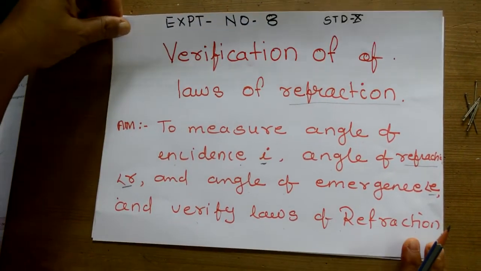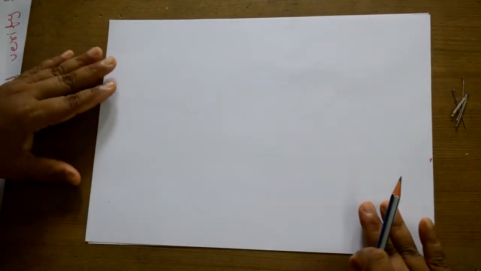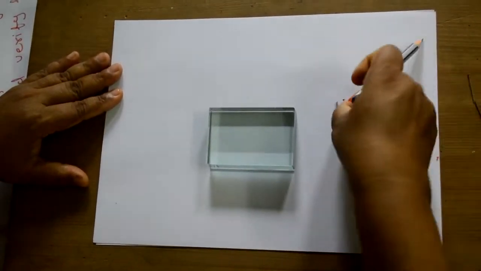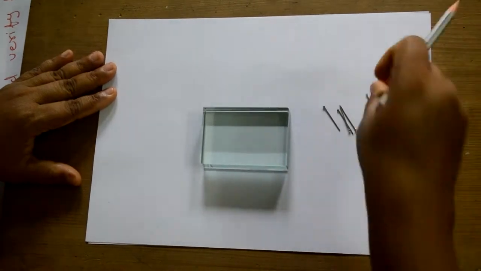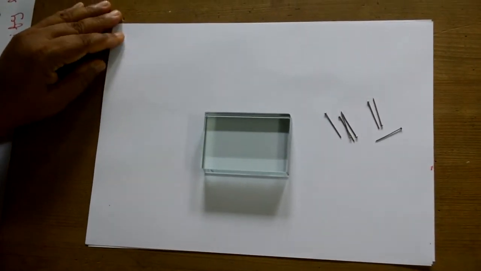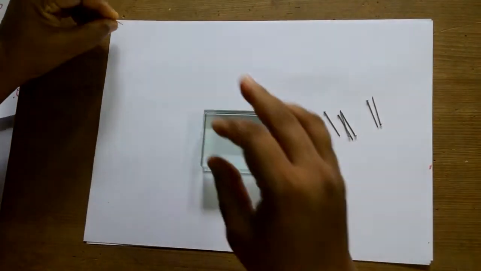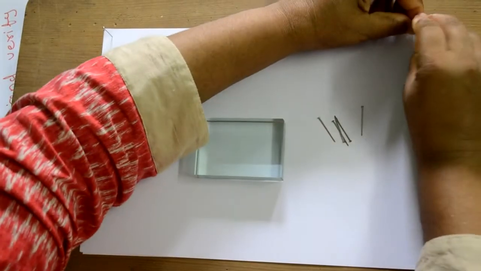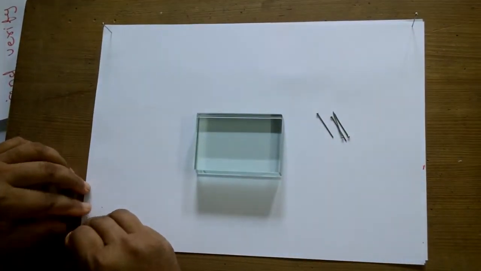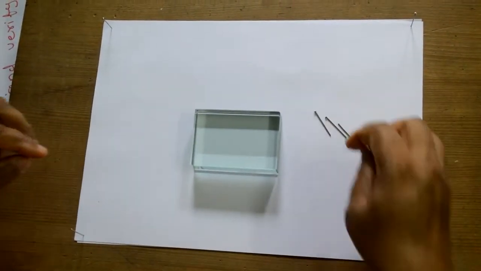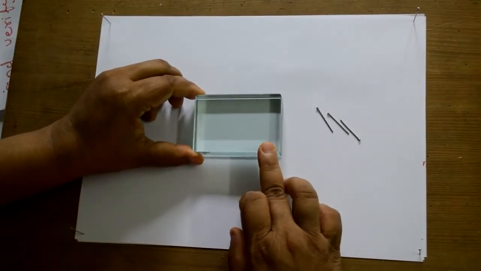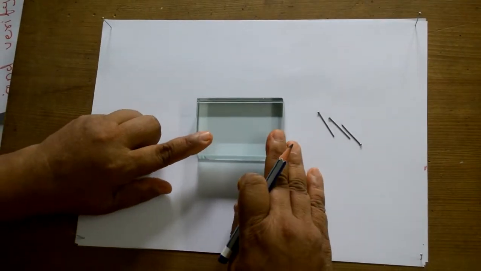For this, we will be requiring the drawing board, which you can see here, the plain paper, the glass slab, and drawing pins, or common pins. I'll be fixing the paper as you have watched already in my previous video on angle of refraction, which gives you a detailed explanation about what is an angle of refraction, what is an angle of incidence, and what is an angle of emergence.